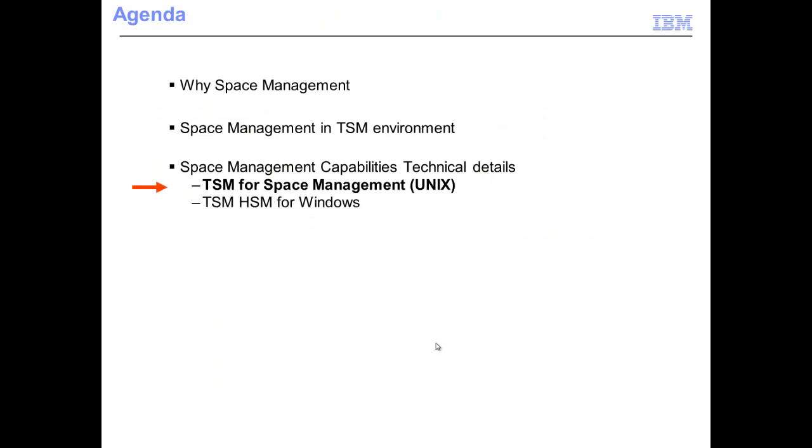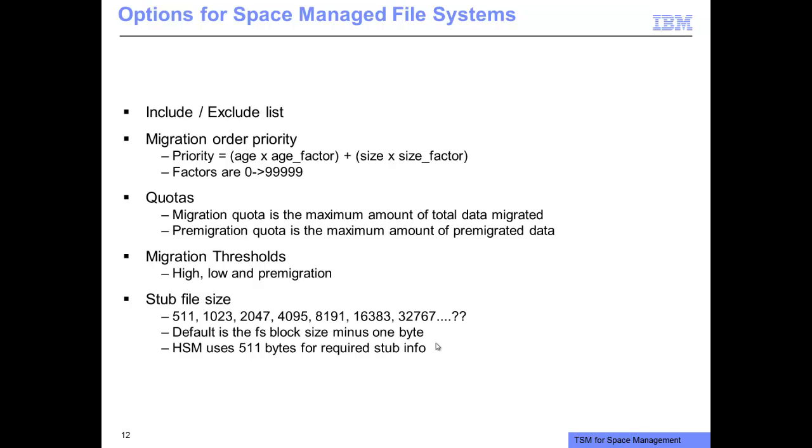Okay, now let's take a look at the specific details for the two solutions. As you'll see, the two solutions have slightly different parameters and slightly different interfaces when it comes to setting up and working with the space managed files. First, let's take a look at the TSM for space management, the UNIX solution. For the UNIX environments, the first thing you would do is set up an include-exclude list about the types of files you'd want to migrate. Perhaps you only want to migrate JPEG files, or perhaps you want to exclude .doc files from being migrated. You can set that up to meet your end user's needs.